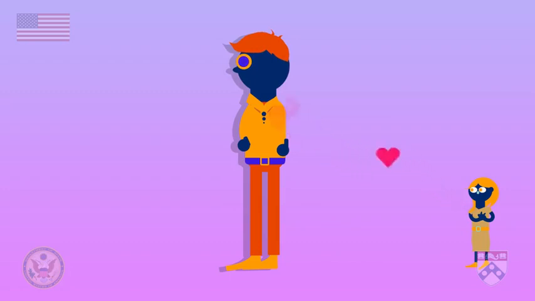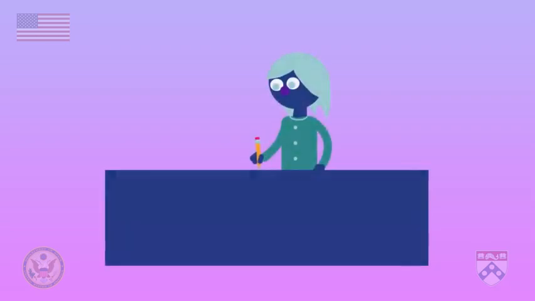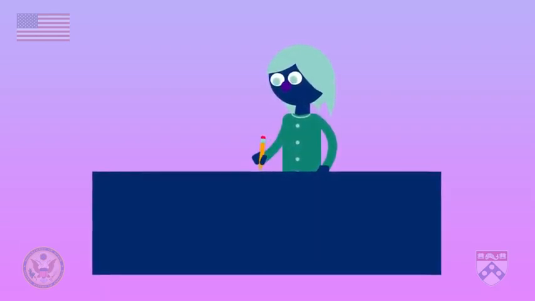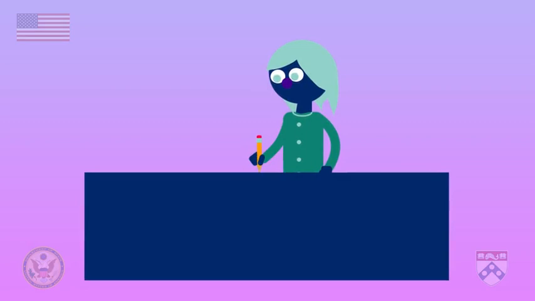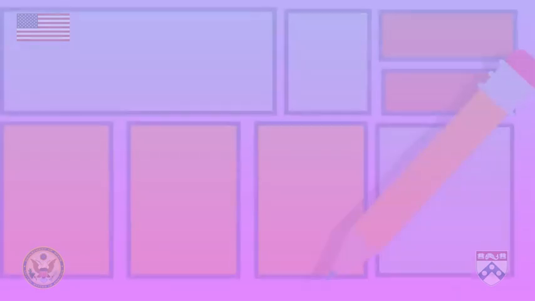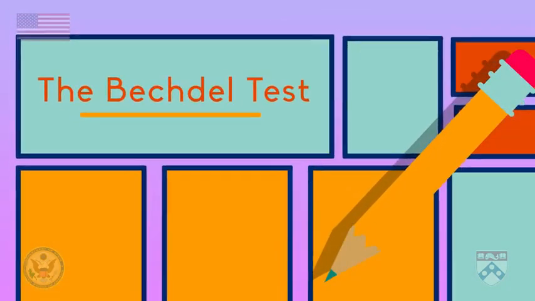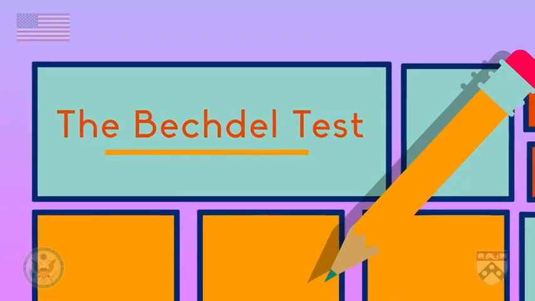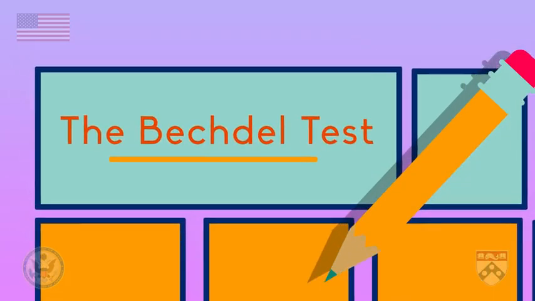Because this happens so often in the media, the Bechdel test was created to analyze how women are shown in movies. This test was created by Alison Bechdel, an American cartoonist who creates comic strips. She introduced this test in one of her comic strips in 1985, and it is still being used today. To pass the Bechdel test, a movie must answer yes to the following three questions.